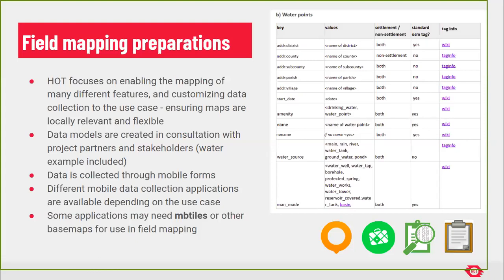So for us at HOT, we focus on enabling the mapping of many different features and customizing data collection to the use cases, ensuring that maps are locally relevant and flexible. This means we engage the different stakeholders and the different clients. For instance, if we are conducting a project that we've been contracted to do, then we engage those different organizations or teams that are bringing us on board to plan and prepare for this field mapping, which is really key for you as well.